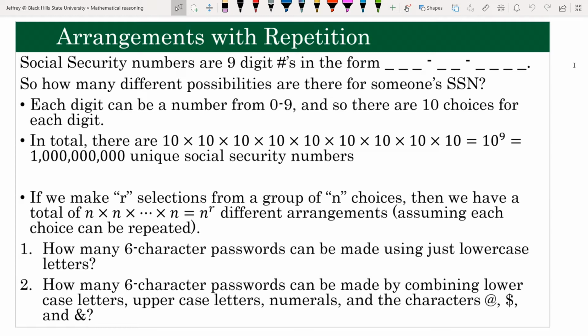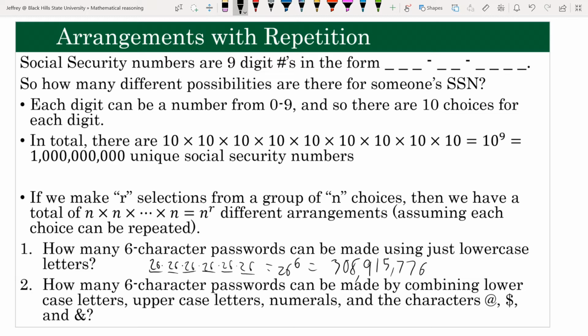and we could just multiply them together. So if we look at this next example of how many 6-character passwords can be made using just lowercase letters, well, if we have 6 different characters, first one has 26 choices, and same with the second, third, fourth, fifth, and sixth. Multiplying all of those together, we end up with 26 to the 6th power. And surprisingly, this does give us a large number of 308 million.